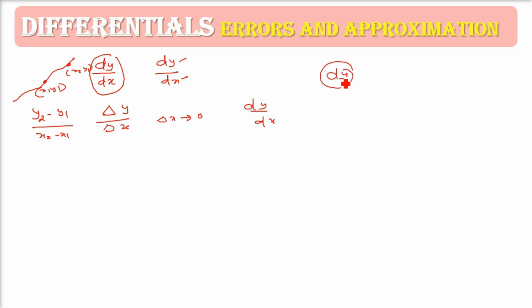dy by dx. So when dy is considered as a different entity and dx is considered as a different entity, then how are we going to use it for the errors and approximation?